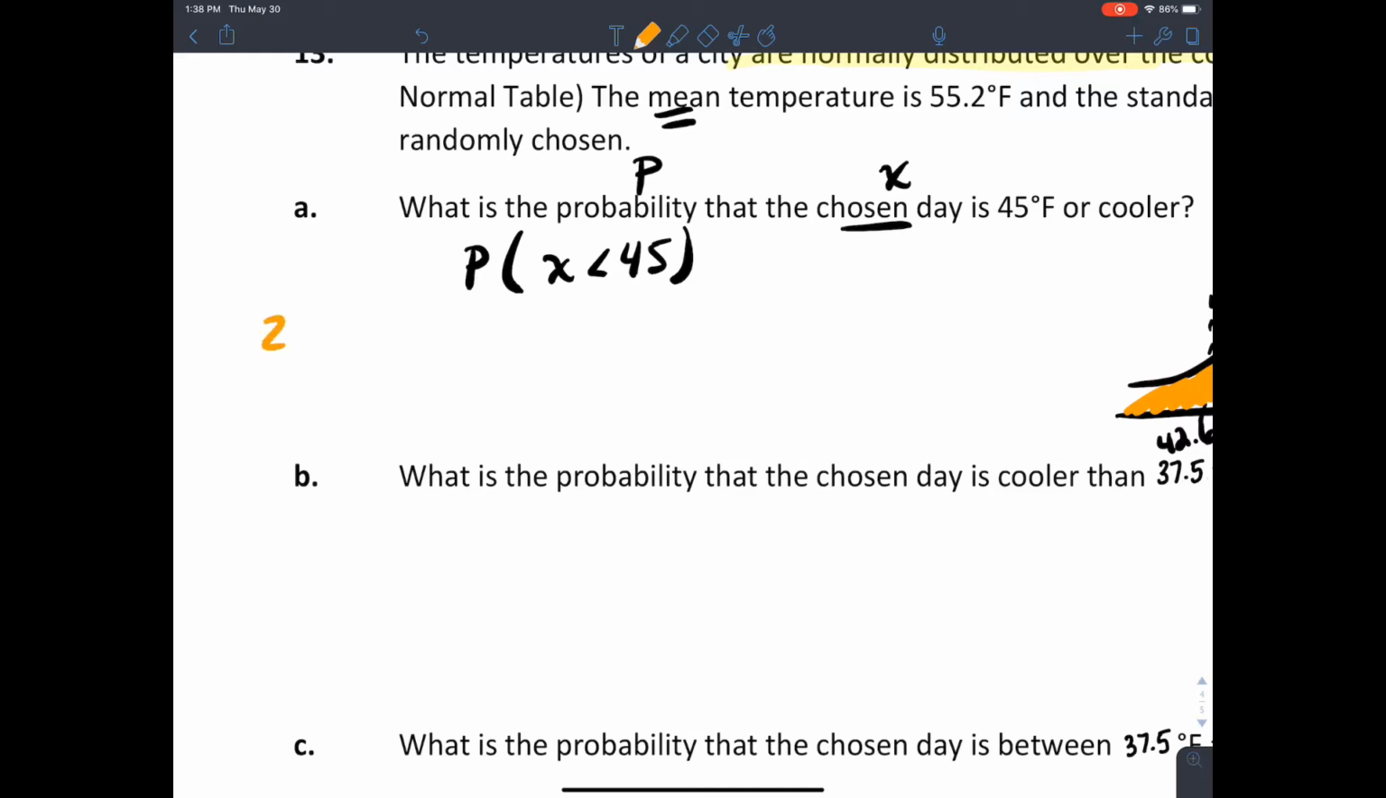To get z, we take our x value, subtract the average, and divide by the standard deviation. In this situation, the x value we're concerned about is 45. We subtract the average of the distribution, which is 55.2, and divide by the standard deviation. I encourage you to do that on your own calculator to make sure you're getting the right answer. We're always going to round to the second decimal place. So I get negative 1.62.